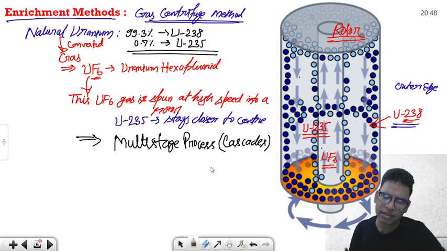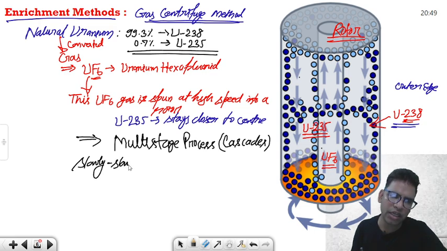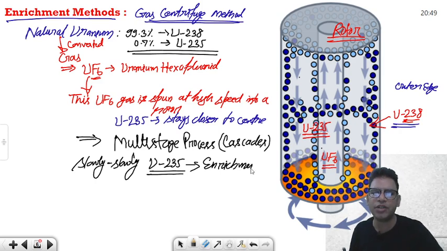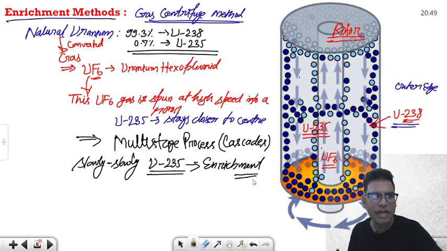This is how it is done, cascades, right? And gradually, slowly, one by one, the concentration of uranium 235 is increased. This process is called uranium 235 enrichment, from 0.7% to 1%, 2%, 3%, 5%, then 20% and above 20%.